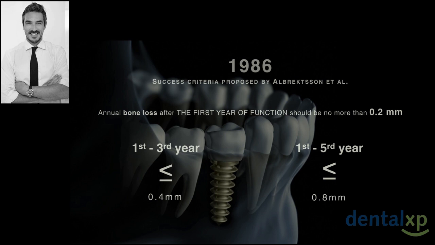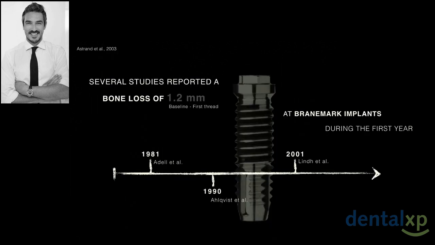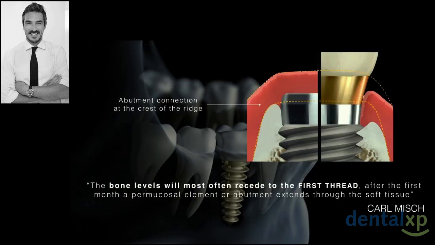So Albrektsson in 1986 said the success criteria would be roughly no more than 0.2 millimeters of bone loss in the first year of function, which would mean by the third year, less than or equal to 0.4 millimeters. By the fifth year, roughly 0.8 millimeters. That would be acceptable. And of course, Astrand then did a study regarding the Brånemark implants, and we pretty much understood that the bone levels will most often recede to the first thread. And of course, I'd like everybody to give a big round of applause for Carl Misch, who unfortunately passed away this year, because he was a giant in implant dentistry, and that was pretty much standard. We know that if we lose bone to the first thread, that was actually acceptable.